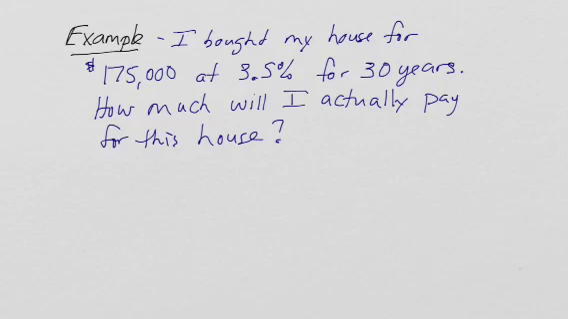So after I pay the bank back, I have to pay them the $175,000 that I borrowed. But I also have to pay them some extra, the interest. So this formula will tell us how much we're actually going to pay for this house. All right, so I started with $175,000. Again, all of these are growths, so it's always plus. Interest rate as a decimal, 0.035.